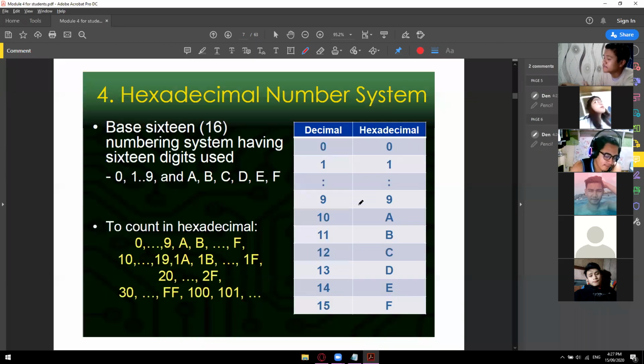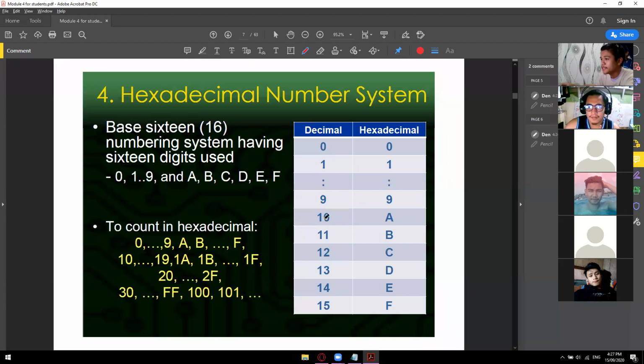So ito naman is parang decimal pa rin, pero meron na siyang letters na kasama. Okay, wherein 10 is equivalent to letter A, 11 is letter B, 12 is letter C, 13 is D, 14 is E, and then 15 is F. So bakit A, bakit B, bakit C? Kasi kapag nilagay natin 10 pa rin dito, mami-misinterpret to ng computer natin. Kasi again, ang pagbasa ng computer is bit by bit.